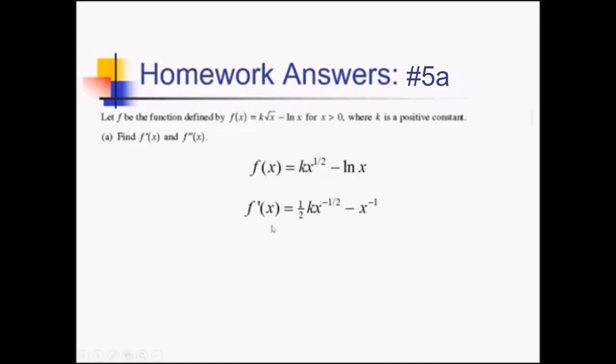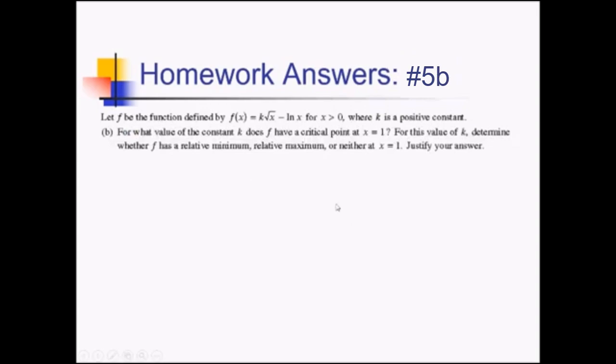So next, for f double prime, we're going to do, let's see, this is going to be negative 1/2 times positive 1/2. That's negative 1/4 kx to the negative 3 halves. And then over here, this is going to be positive 1 x to the negative 2. So there we are, f prime, f double prime.